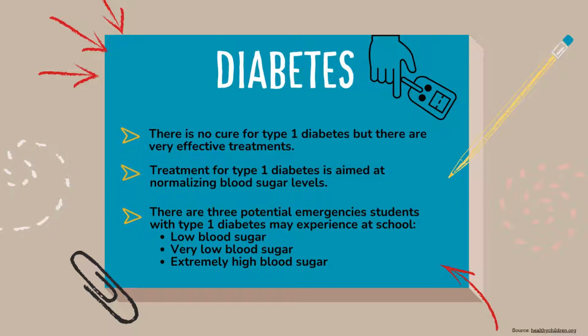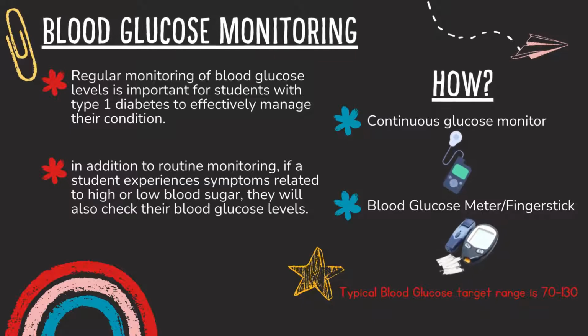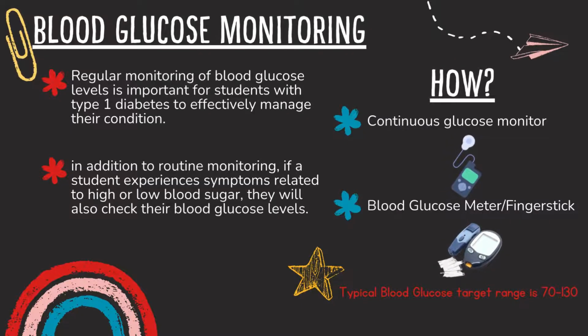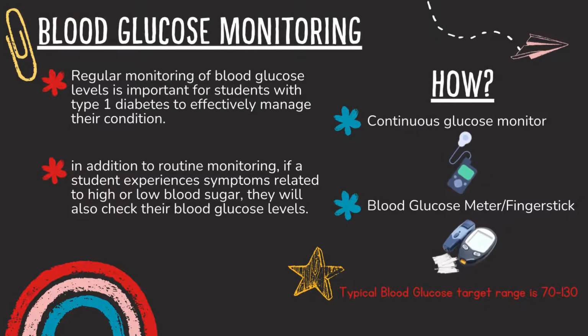There are 3 potential emergencies that students with type 1 diabetes may experience at school: low blood sugar, very low blood sugar, and extremely high blood sugar. Blood glucose monitoring is a vital component of managing diabetes. In addition to routine monitoring, if a student experiences symptoms related to high or low blood sugar, they will also need to check their blood glucose levels.